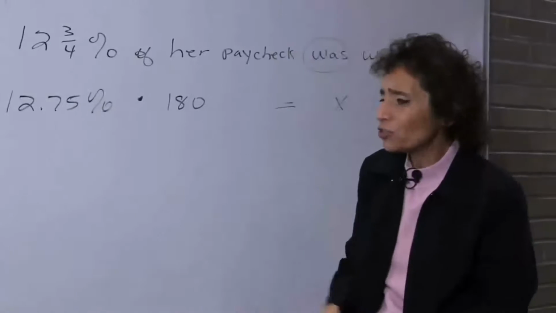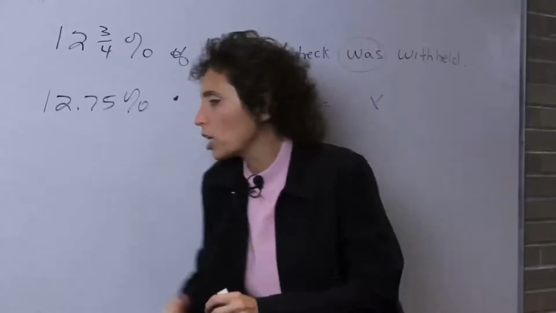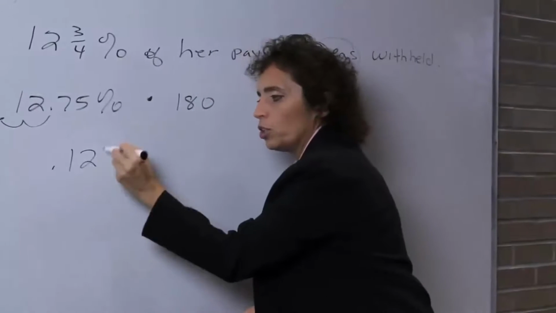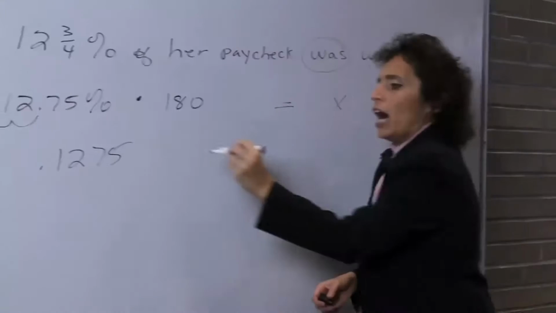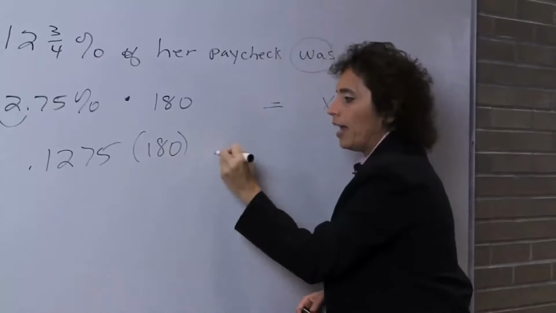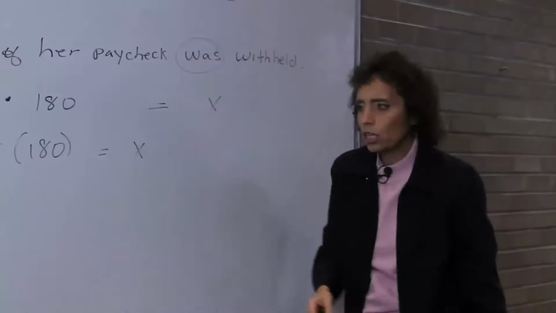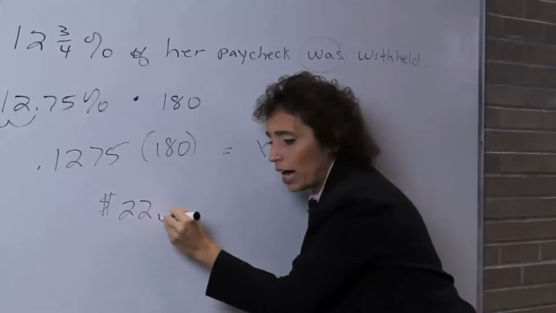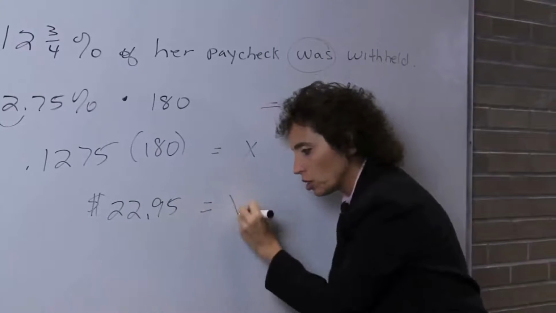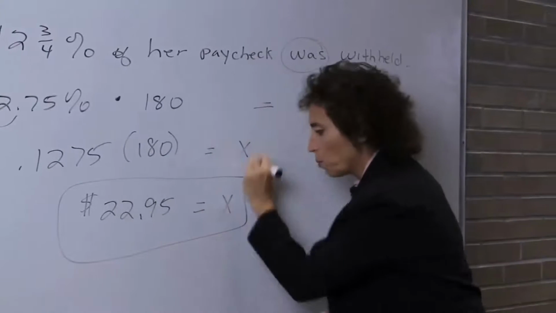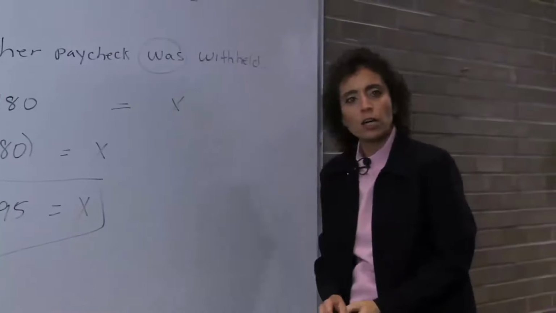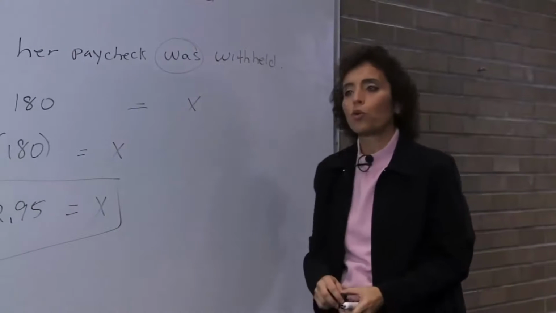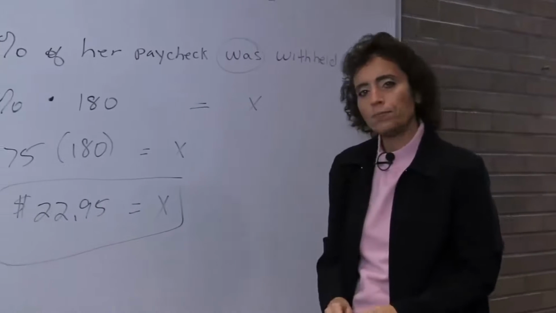When I divide by 100, I have to move this decimal 2 places to the left. So I move it 2 places to the left. And I get 0.1275 times 180, and that equals how much was withheld. When I multiply this, I get $22.95 was withheld for Bree. Sorry, Bree. Okay. Cool problem? Important. Absolutely important are those words. Okay, ready for another one?